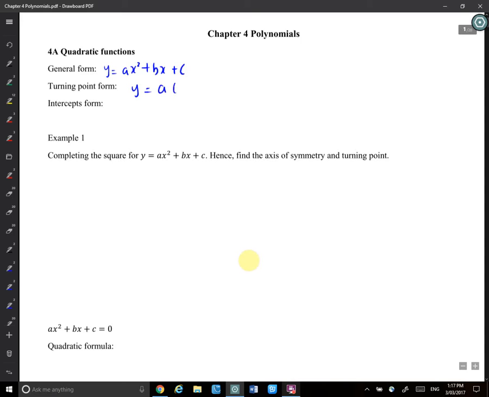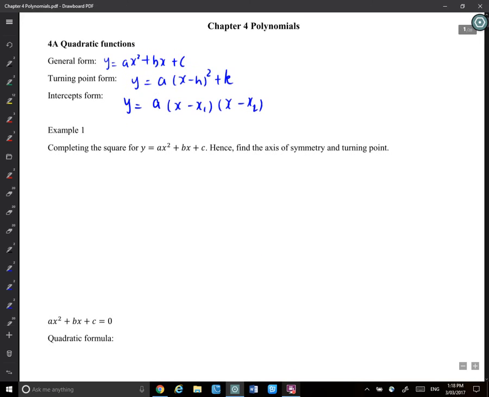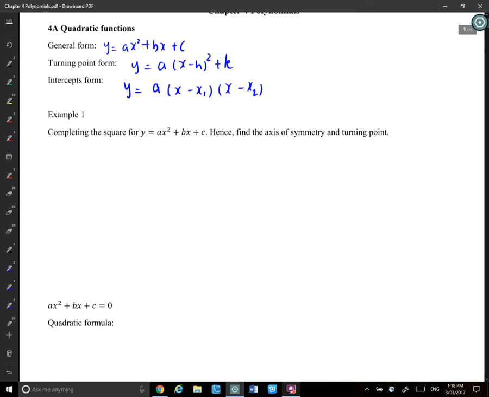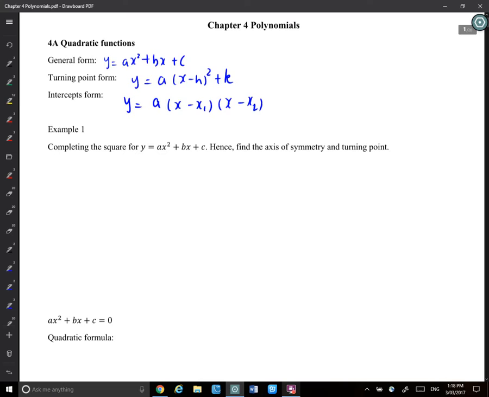form will be y equals a(x minus h) squared plus k, and the intercept form will be y equals a(x minus x1)(x minus x2), where x1 and x2 are the intercepts. Okay, for the turning point form, (h, k) is the turning point. So that's three forms. You must know that, and it's very helpful for doing a lot of questions.